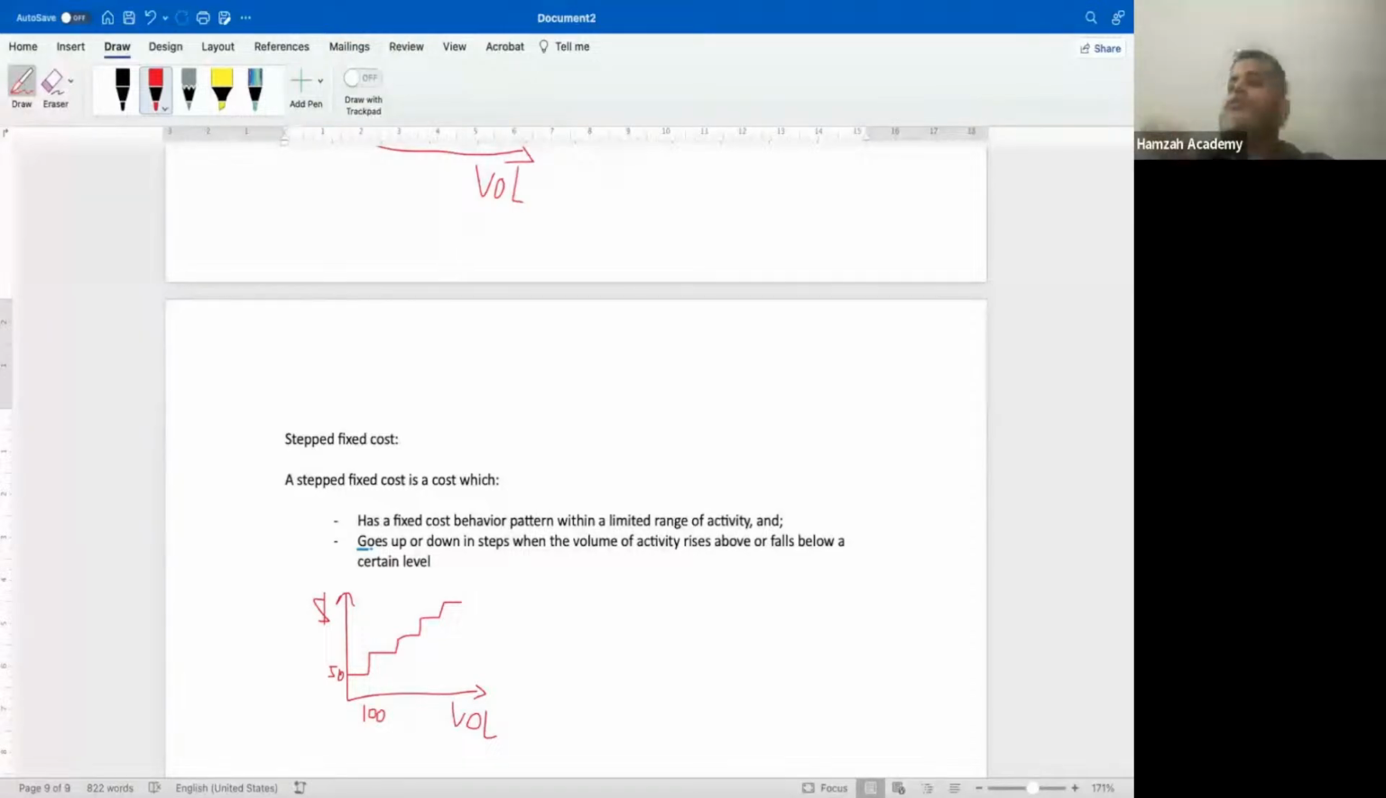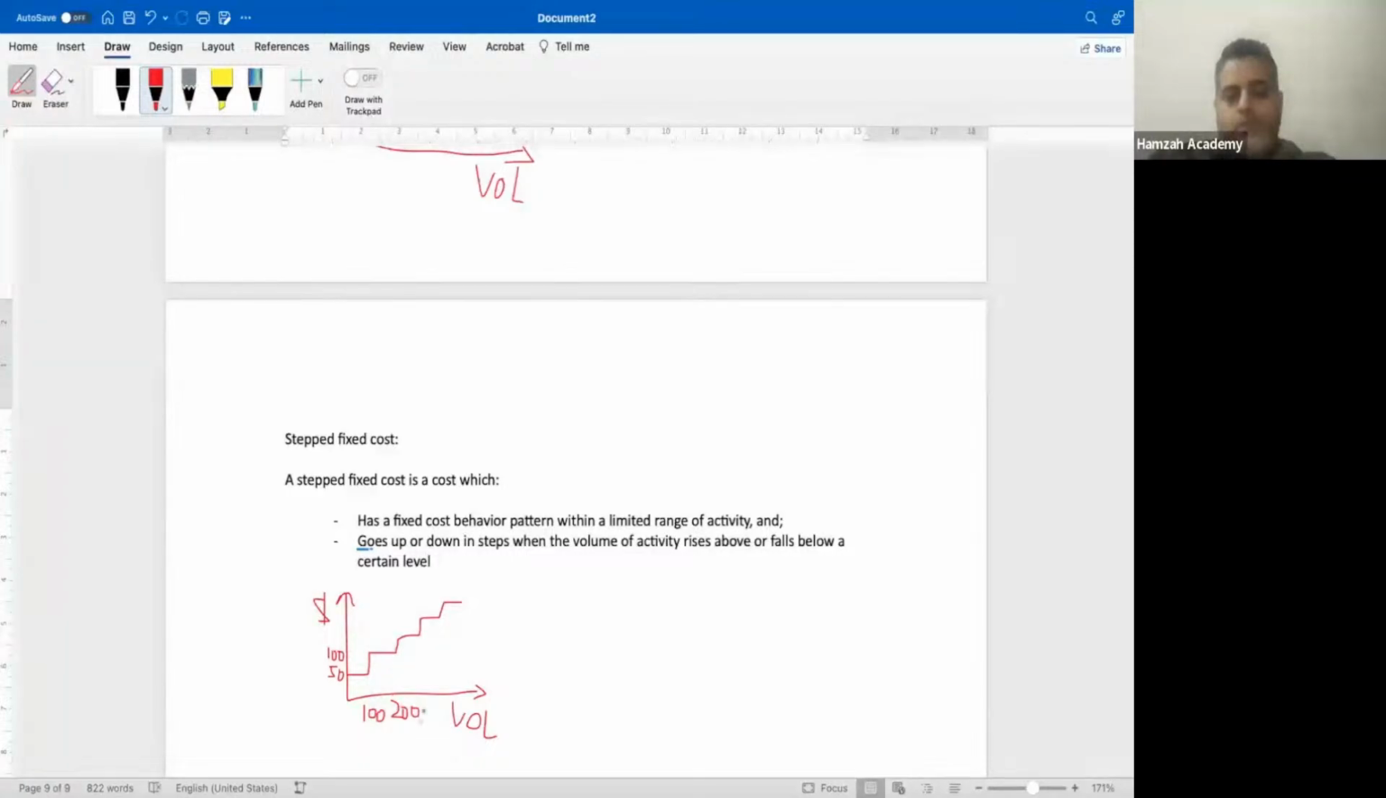As soon as your production goes to or above 100 units, like 105, 110, 115, 120, or even 101, you need to have another warehouse where you can store the item. And that next warehouse will be used for another 100 units. Like, for example, over here, you have a total of 200 units. For this, you need another warehouse, which is going to cost you 50. So the total amount over here is going to be 100.